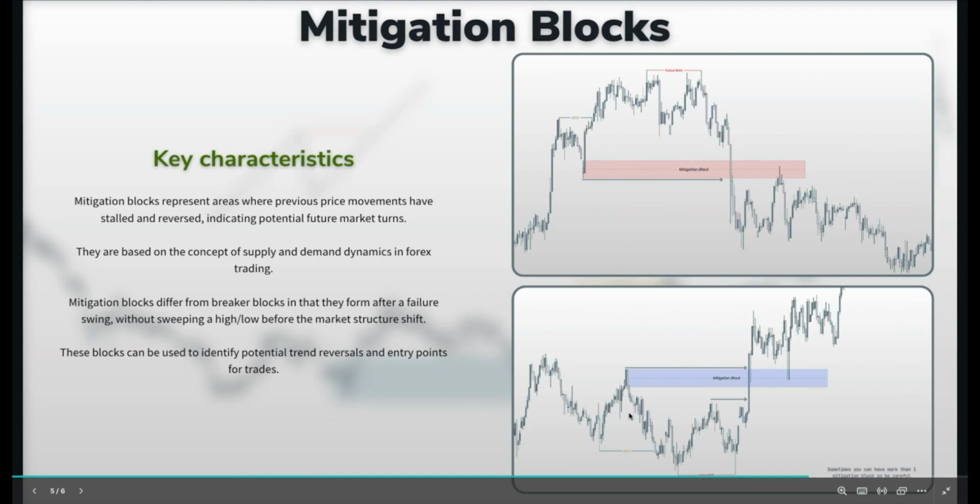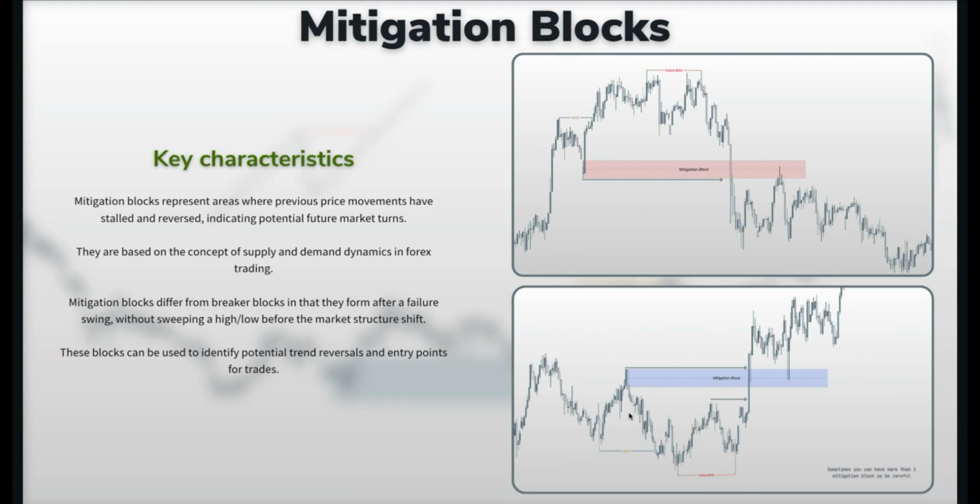All right, now let's talk about the key characteristics of mitigation blocks. Mitigation blocks represent areas where previous price movements have stalled and reversed, indicating potential future market turns. They are based on the concept of supply and demand dynamics in Forex trading, but this literally applies to any kind of trading. Everything that I'm teaching you applies to any kind of trading.